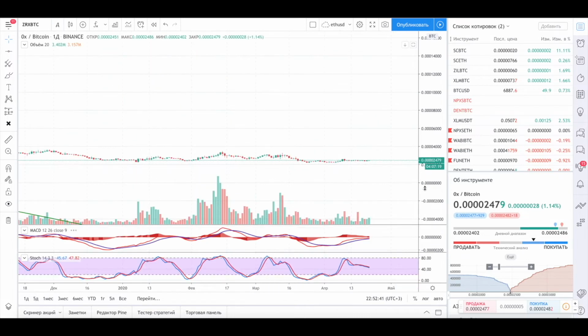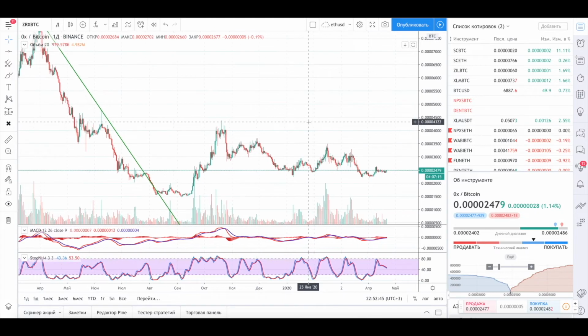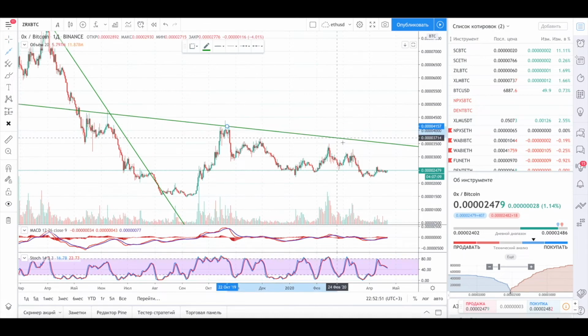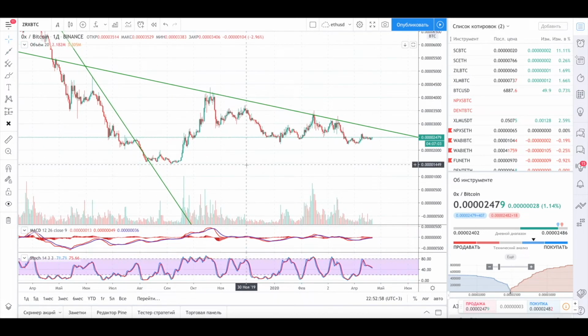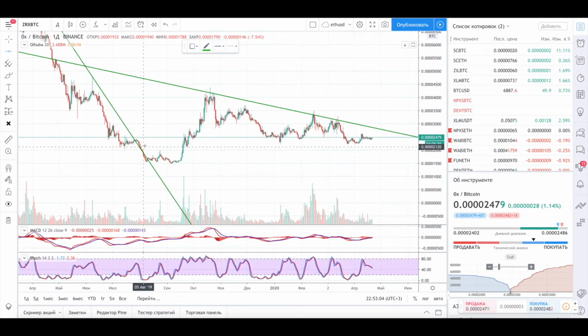And now the coin is in a flat market, but again in this flat market the coin forms a definite triangle in which we can trade and which we can observe, and accordingly when the coin leaves this triangle we will observe positive growth. Therefore the coin is very promising.